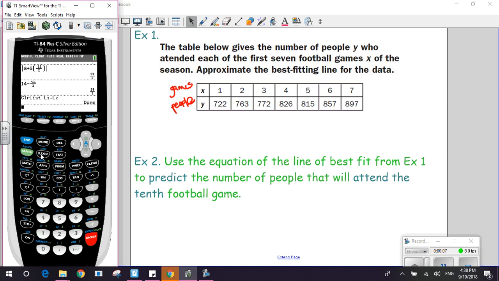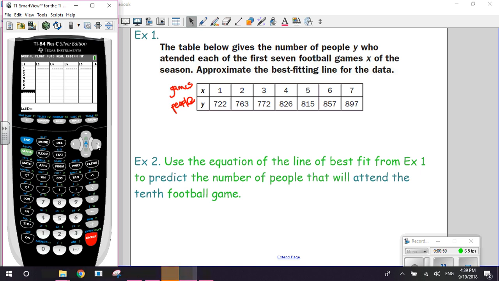To get to the list, which looks again like an Excel spreadsheet, you go to Stat, and then Edit, and this is our little table. So let's always use list 1 and list 2. That'll make things easier for you in the next few steps. So we're going to enter each X value, hitting enter after each one. So 1, enter, 2, enter, 3, 4, 5, 6, and 7.